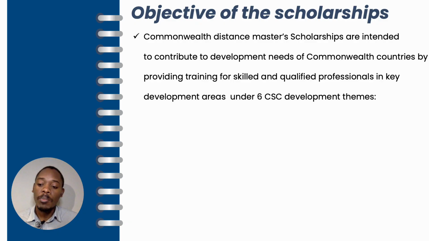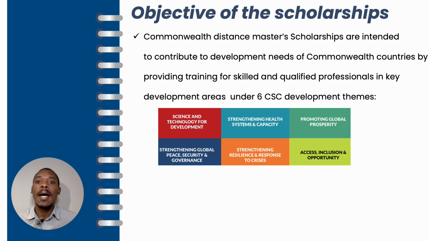And this scholarship is offered based on what they call the 6 themes. If you are familiar with the Sustainable Development Goals, you know that there are 17 Sustainable Development Goals. Now, the Commonwealth Scholarship Commission uses themes, and these are the 6 themes. So you have something to do with science and technology for development. There's something to do with promoting global prosperity, and the rest. So there are 6 themes.